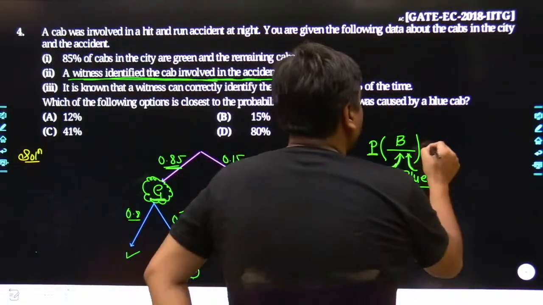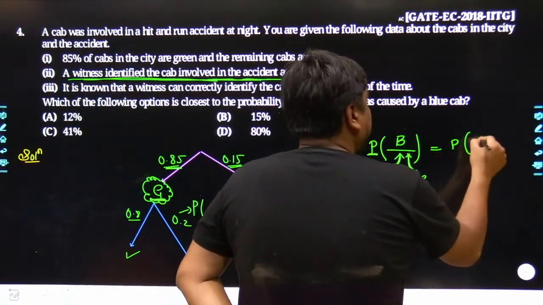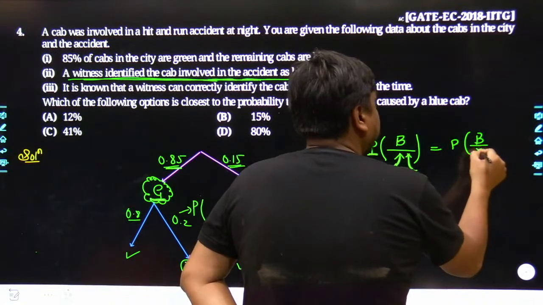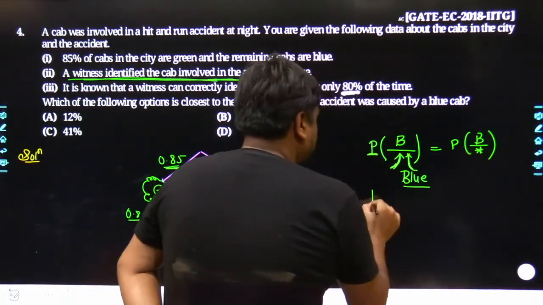Anyways, what we are going to do over here, let's take it as P of B, and here I am taking this data as a star. May I know what would be the worth of P of star?